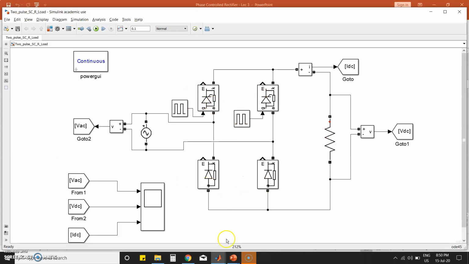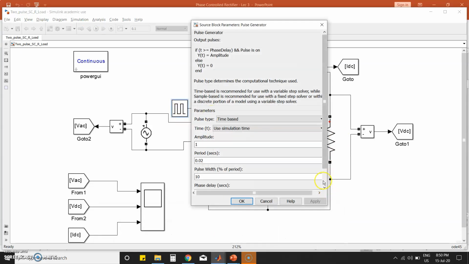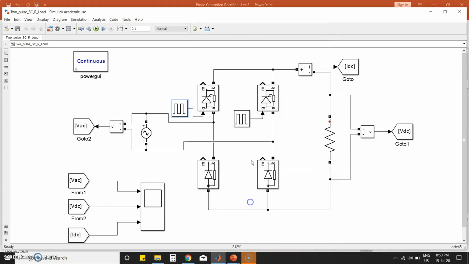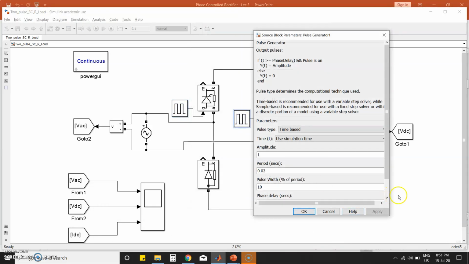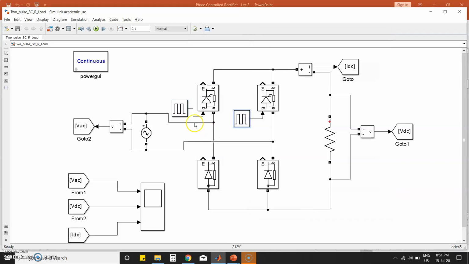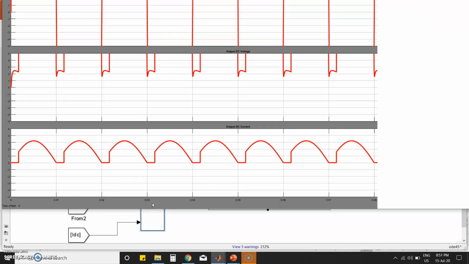Now I have to give the thyristor pulse, but the only difference is the phase delay, alpha into 0.02, and here it is alpha plus 180. In the previous case we used 4 thyristors, now it is just 2 thyristors. So we'll run the simulation. You can see the graph.